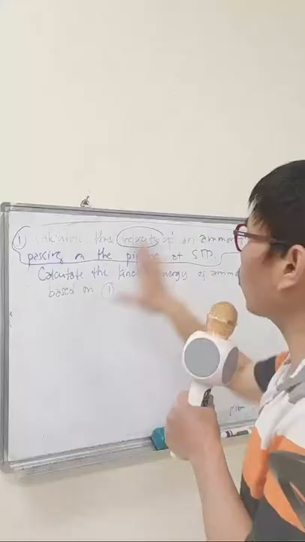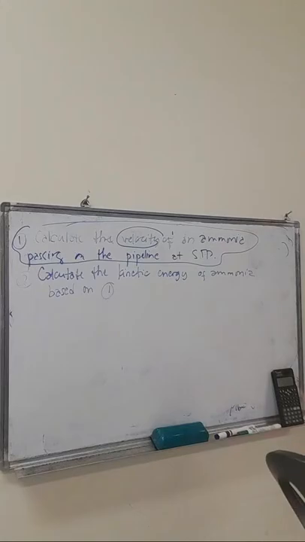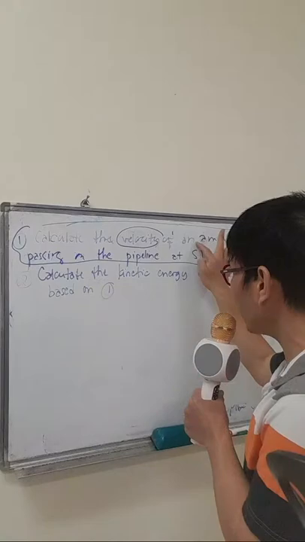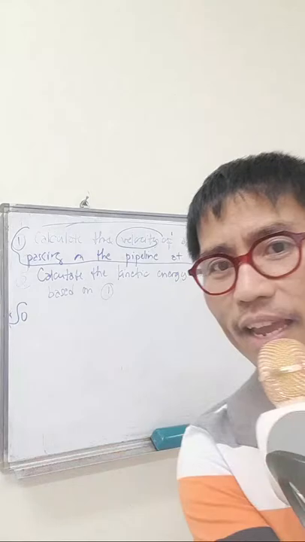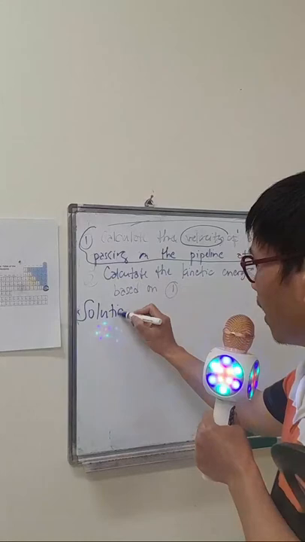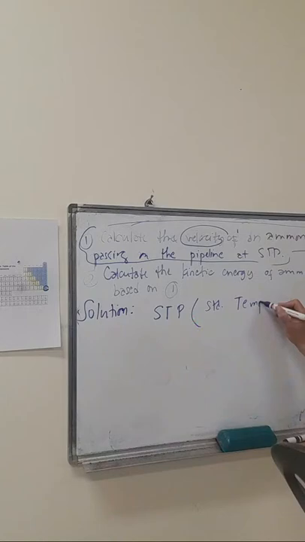Now, going back. Calculate the velocity of ammonia passing on the pipeline at STP. The first thing to do is discover what this acronym, capital S, capital T, capital P, means. Look at the board, attention please. Capital S, capital T, capital P means standard temperature and pressure. We already memorized that a long time ago. If you already memorized, good, but if you haven't yet, just listen for a while.